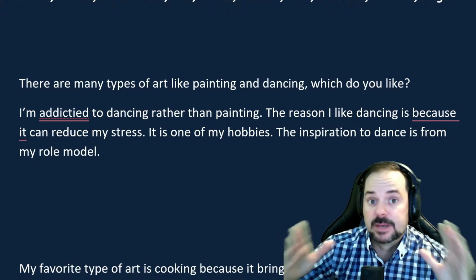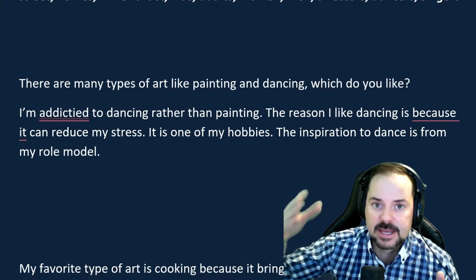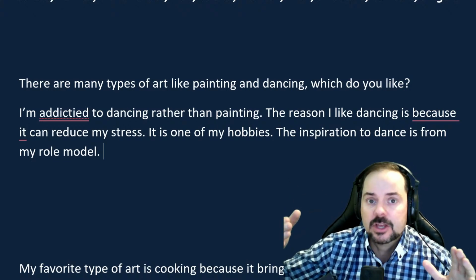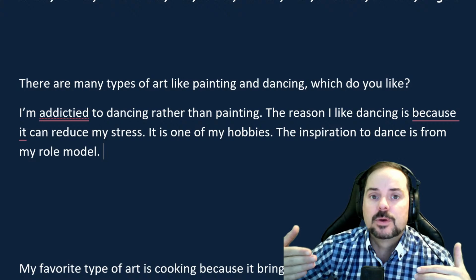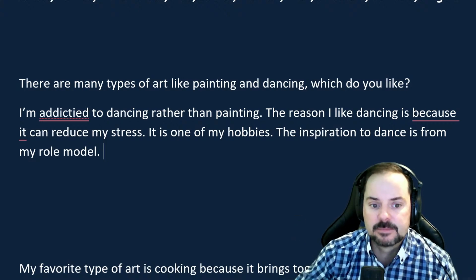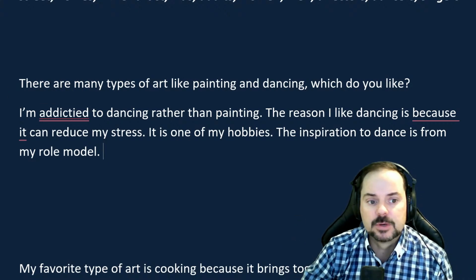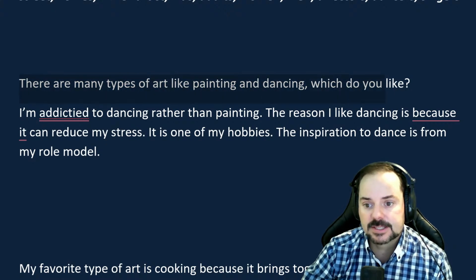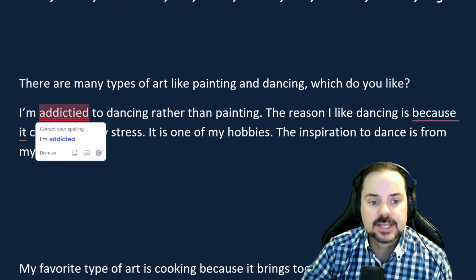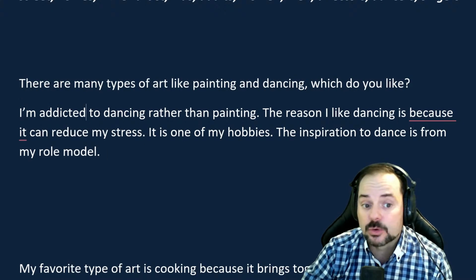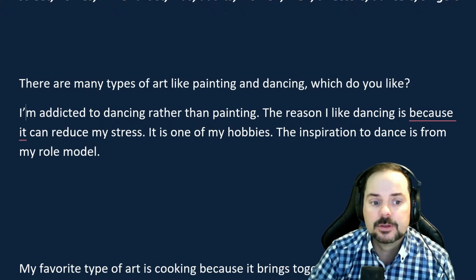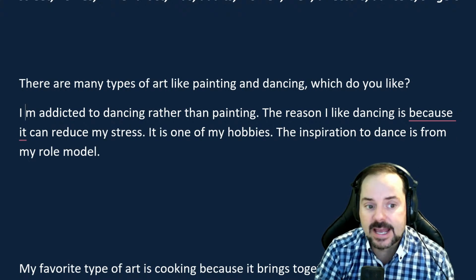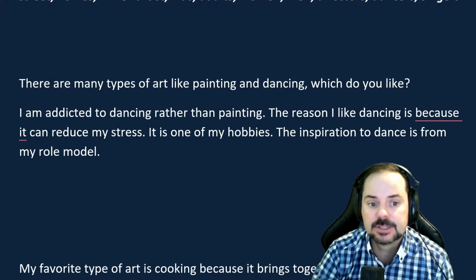Now this is the big trick for those high band scores like band 8 and band 9: you give good details but without giving unnecessary information. Let's take a look at this one. I asked you, there are many types of art like painting and dancing. Which do you like? And you said, I'm addicted to dancing. That's a great start, by the way. Use the full word, so I am, emphasize it. I am addicted to dancing.